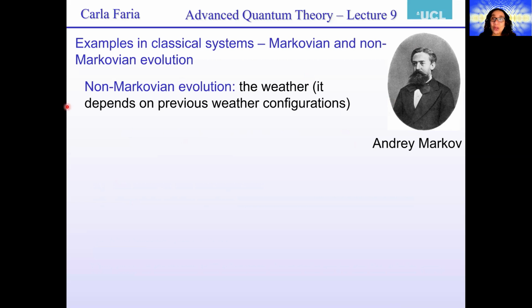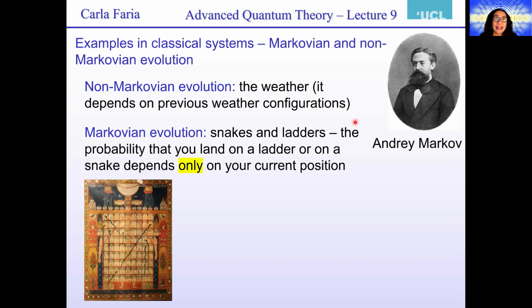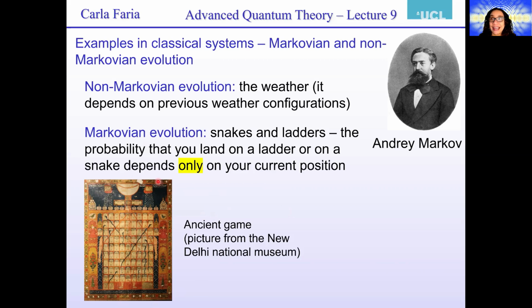So this is non-Markovian. But there is this game, snakes and ladders, in which the probability that you land on a ladder or on a snake is going to depend only on your current position. I've never played it. I read that this is an ancient Indian game. In fact, this is a picture of a board associated with snakes and ladders from the Delhi National Museum.